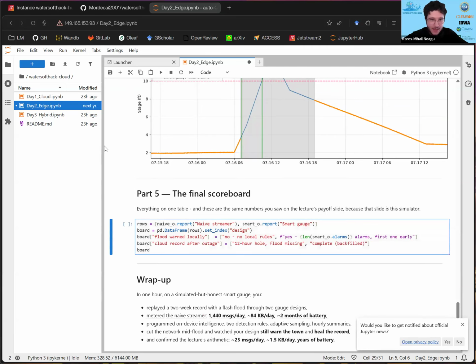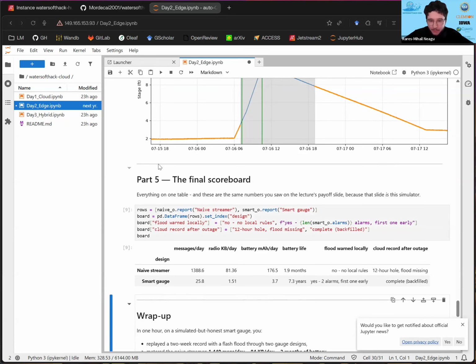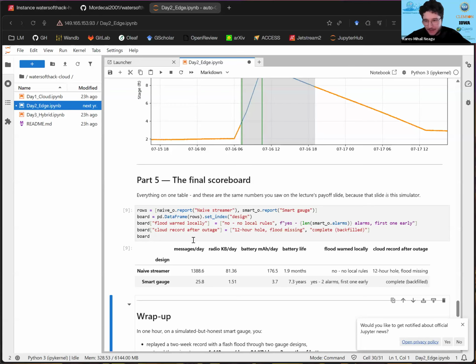Okay, finally let's have a scoreboard. So the final scoreboard is basically this. We're sending far less messages. We're draining the battery far less. The battery life is much better. The flood was already warned locally.